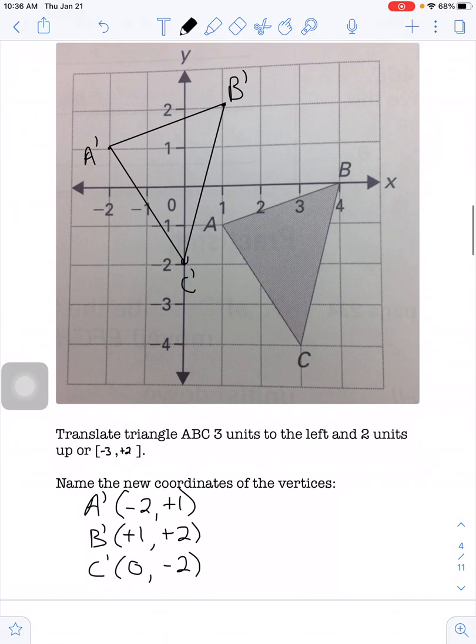All right, this question is going to be a little bit different. It says, translate the triangle ABC 3 units to the left and 2 units up. Or in grade 8, we would say that's [-3, +2] for a translation vector. Okay, so I've done that up here with my coordinates, A prime, B prime, and C prime. And then I just have to name the coordinates down below. So A prime is now (-2, +1). B prime is (+1, +2). And C prime is (0, -2).